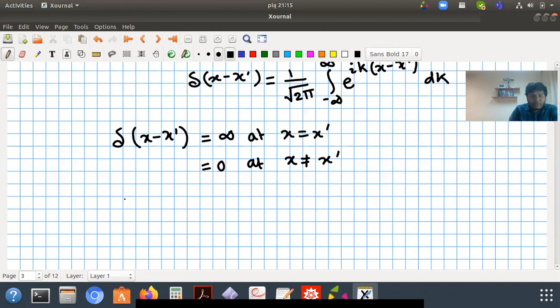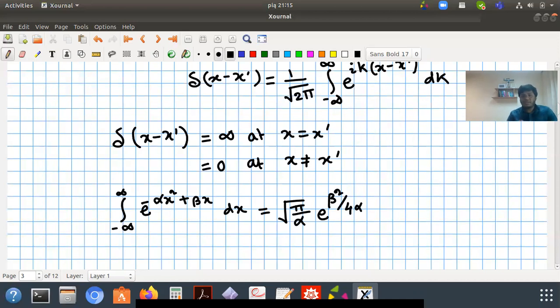I will also discuss this part, which I'm going to use today. Let me define one more important mathematical integral: the integral of e to the power minus alpha x square plus beta x, dx. Do you remember what integral value we calculated? Exactly, it was square root of pi over alpha, times e to the power beta square over 4 alpha. This is a very important tool for us in different parts of quantum mechanics.